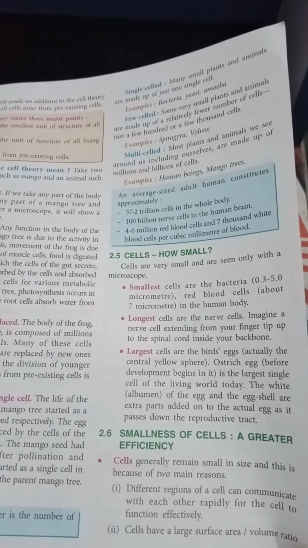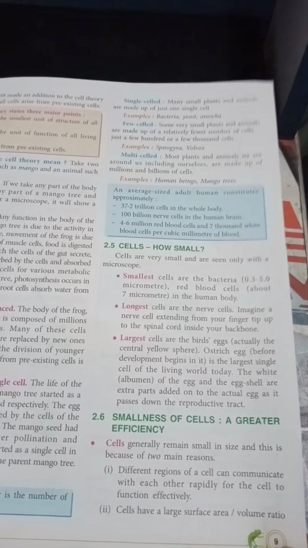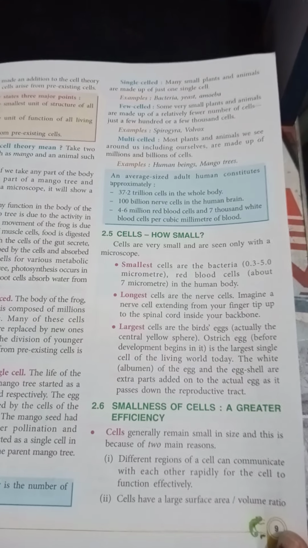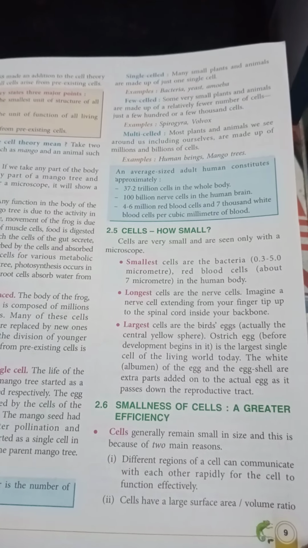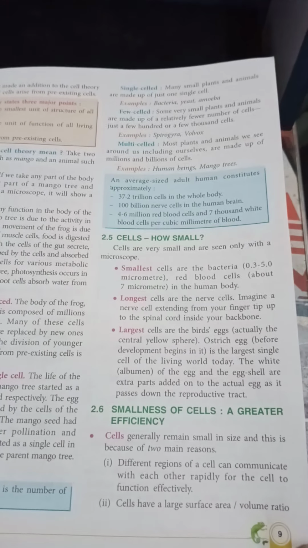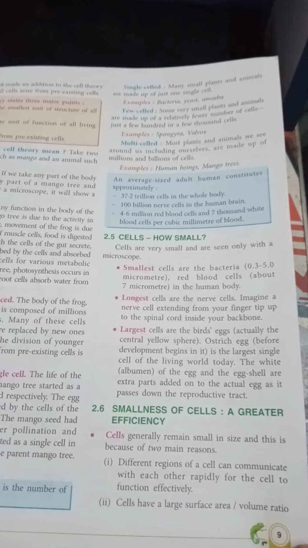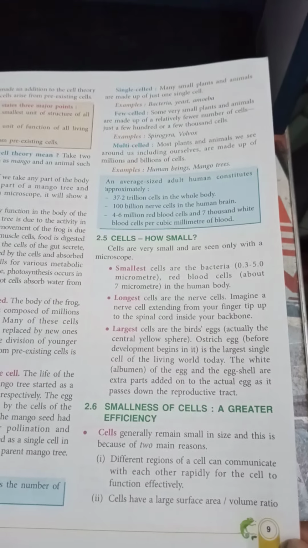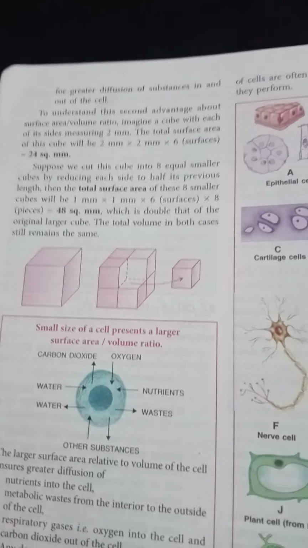Remember this thing students, smallness of the cells is an indication of greater efficiency. Cells generally remain small in size and this is because of two main reasons. First is that different regions of a cell can communicate with each other rapidly for the cell to function effectively. If the cells are small, then they can communicate very quickly. And second is that cells have a larger surface area to volume ratio for greater diffusion of the substances. So, it also helps in the diffusion of the substances in and out of the cells.